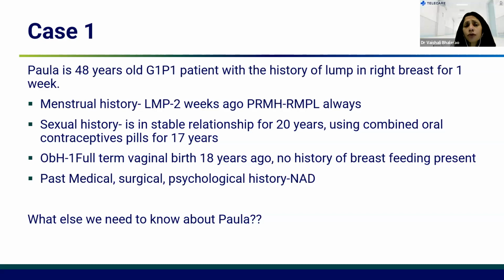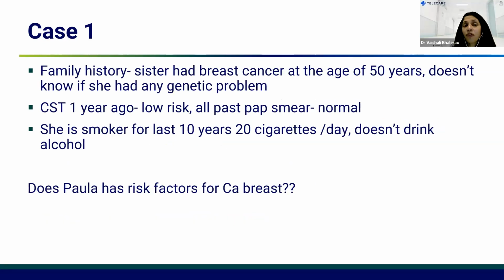What else do we need to know about Paula? Is this history sufficient? No, we need to know about family history. So her sister had breast cancer at the age of 50 years, and she doesn't know if she had any genetic problem. Her cervical screening test 1 year ago was low risk. All past pap smears were normal. She's a smoker for the last 10 years, smokes 20 cigarettes per day, doesn't drink alcohol.